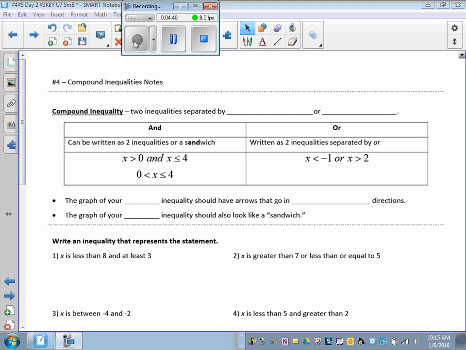So we have 2 options for this. Our 2 inequalities can either be separated by an and or by an or. So by the word and, or by the word or.